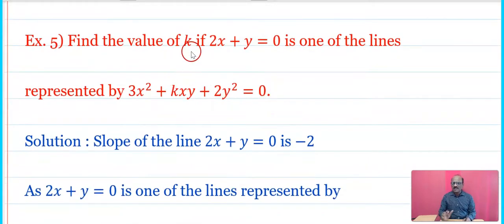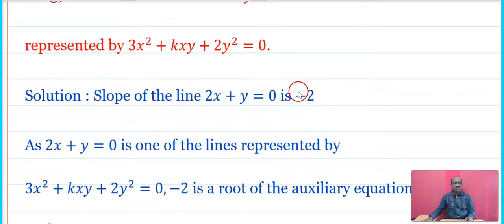Next, find the value of k if 2x plus y is equal to 0 is one of the lines represented by 3x square plus kxy plus 2y square is equal to 0. That is, this is the joint equation of the two lines. Out of this, one line is this. Then find the value of k. For that, what is the slope of the line 2x plus y? We can write it in the form y is equal to mx. Therefore here we can write y is equal to minus 2x, and the slope of the line is minus 2.